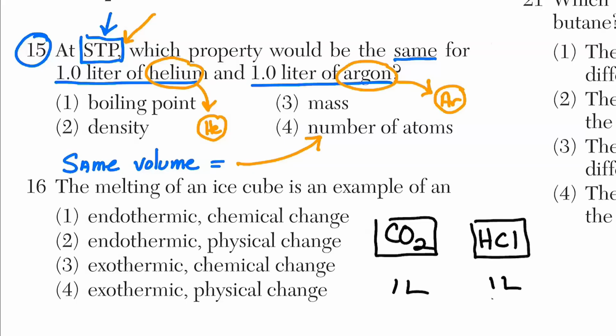So in any case, 15 is 4. I call this the same problem. Okay, and it comes up a lot. It's Avogadro's hypothesis, but I call it the same problem. Same volume, same temperature and pressure, same number of particles. Normally it's written same number of molecules. Okay, any case, number 15, the answer is 4. Okay, mass, density, and boiling point are not what the Avogadro's hypothesis is about. So on to number 16.